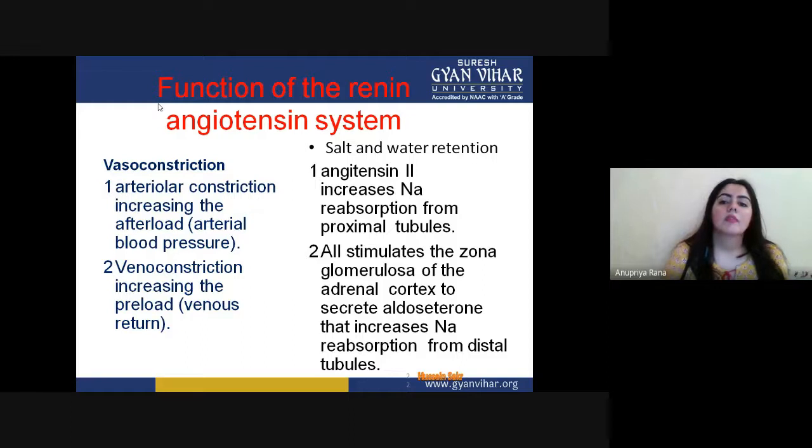Third here is salt and water retention. This function of the renin-angiotensin system is also helpful for the retention of salt and water by the kidney.